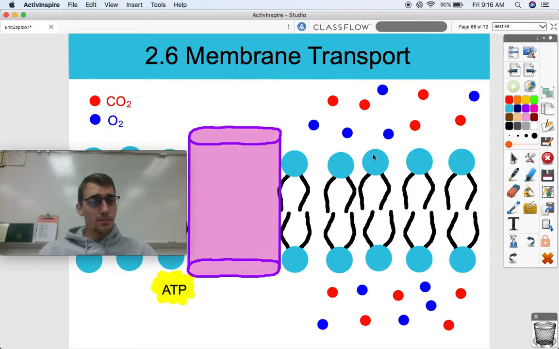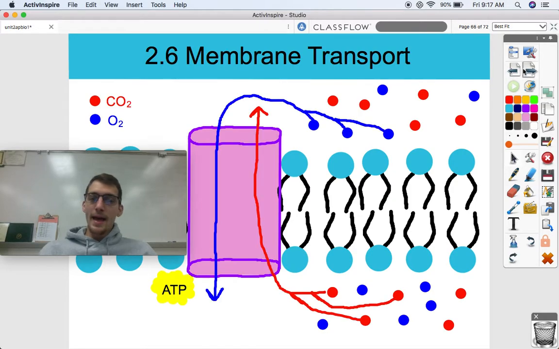Even if we're at equilibrium, if we have to move things against the concentration gradient, against diffusion, then we've got to expend some energy. I just want to make a note here that carbon dioxide and oxygen are actually shipped in and out of the cell membrane via facilitated diffusion, which is one of our topics coming up. But we're just going to pretend it's active transport for the sake of this video. So, disclaimer there.